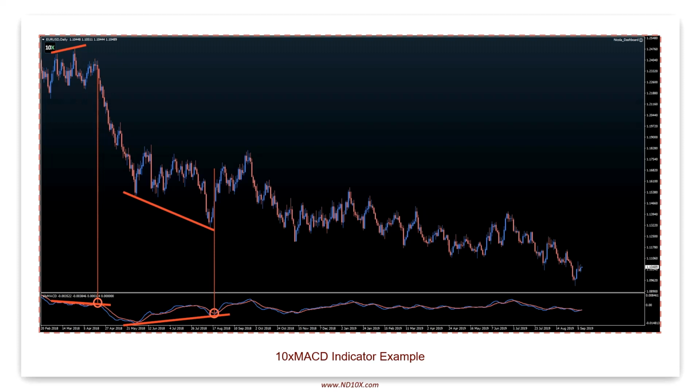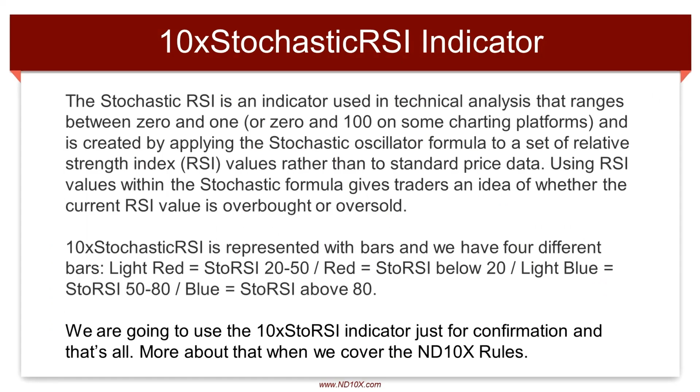Maybe I wouldn't bother searching for a divergence in both the RSI and the MACD, because most of the time they are going to give you the same thing. So I would probably use the RSI more for divergence and use the MACD more for the crossover as a confirmation. 10x stochastic RSI indicator.